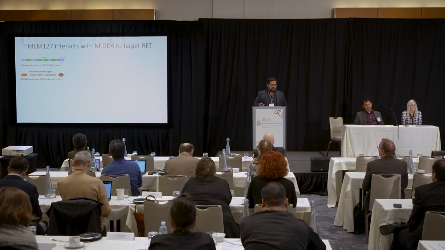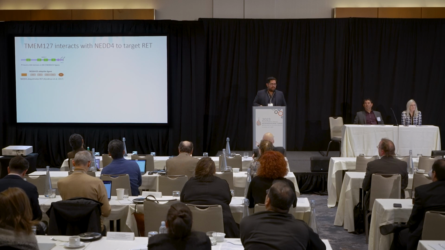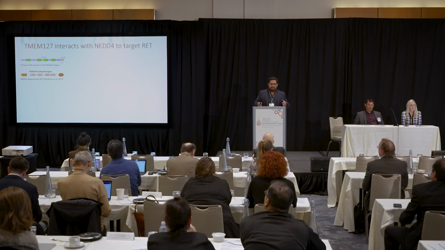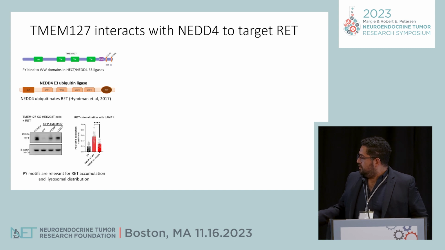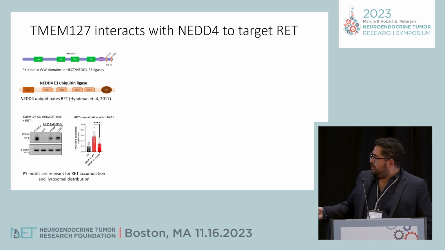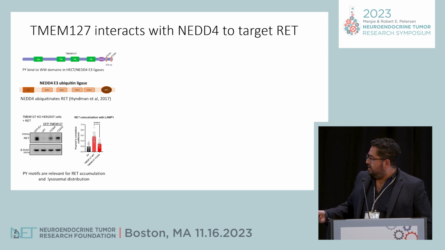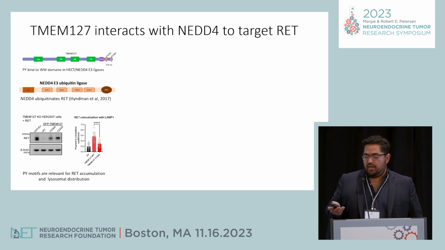NEDD4, which is an E3 ligase of the ubiquitin system, was previously reported to target RET for ubiquitination by Lois Mulligan's group. And we were interested in exploring whether TMEM and NEDD4 had any relationship in this process. And indeed, we showed that a PY mutant TMEM, where we mutate these motifs, failed to suppress RET to the levels of the wild type, suggesting that these motifs were relevant for this regulation. And we also showed that the PY mutant TMEM also resulted in less RET colocalization with LAMP1, suggesting that these motifs had some relevance for this regulatory mechanism.